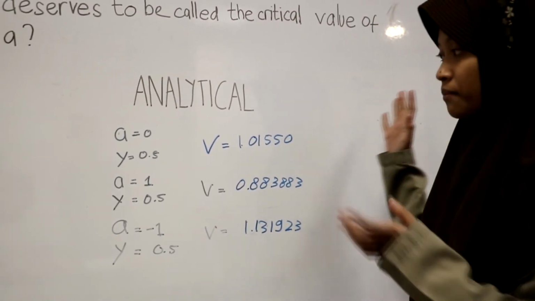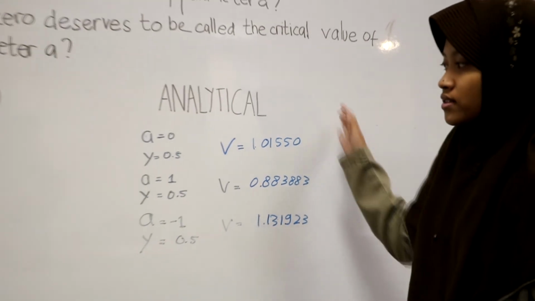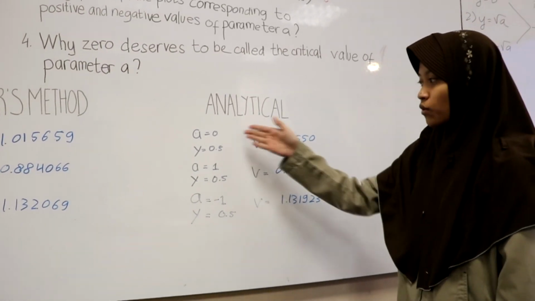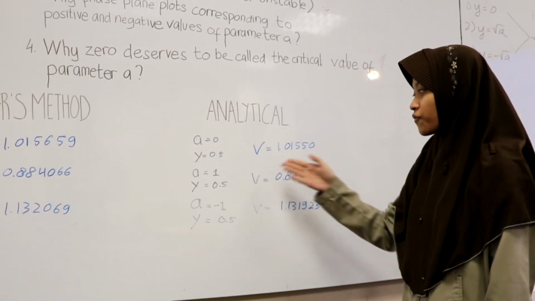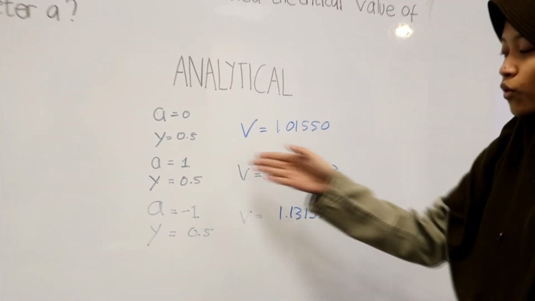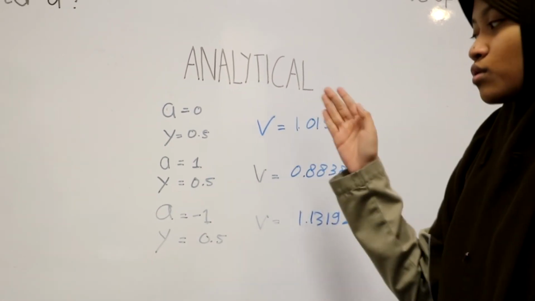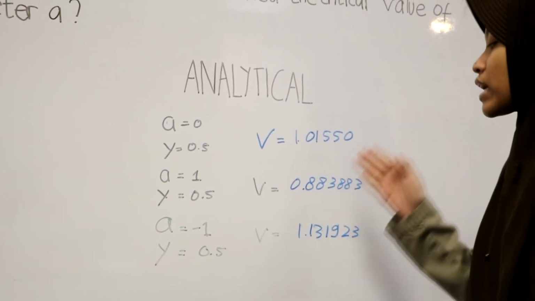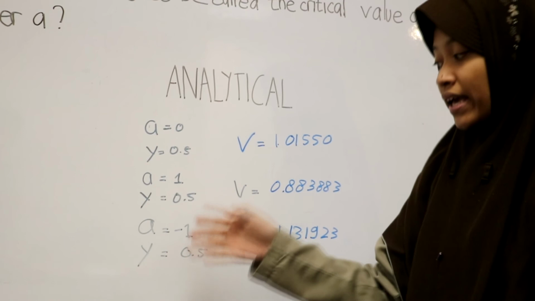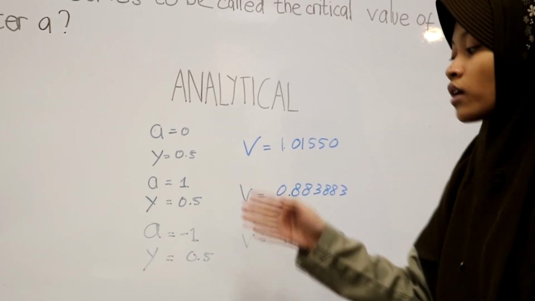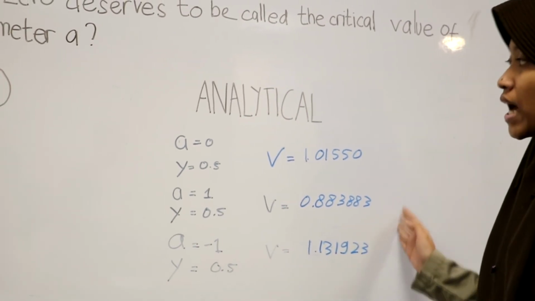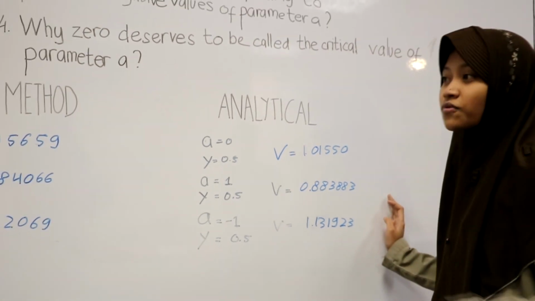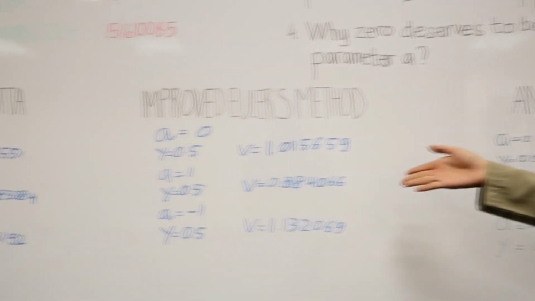So here is the analytical method, or the exact method, which gives the exact value. There are three conditions: when A equal to 0, A equal to 1, and A equal to -1. When A equal to 0 and Y equal to 0.5, phi will be 1.01550. When A equal to 1 and Y equal to 0.5, phi will be 0.883883. And the last, when A equal to -1 and Y is 0.5, phi will be 1.131923. This analytical method has the nearest value to the Runge-Kutta compared to the improved Euler's method.